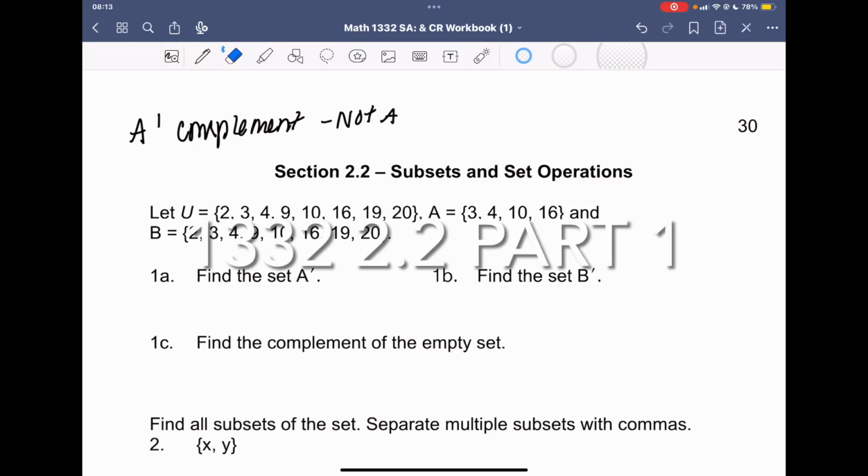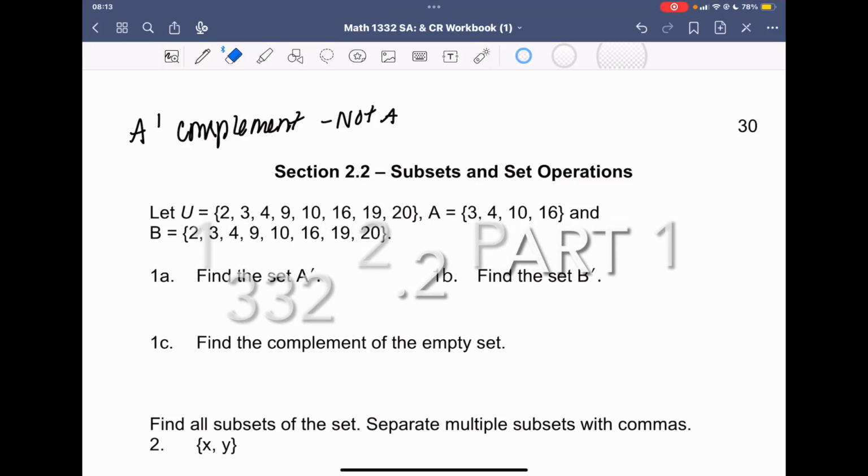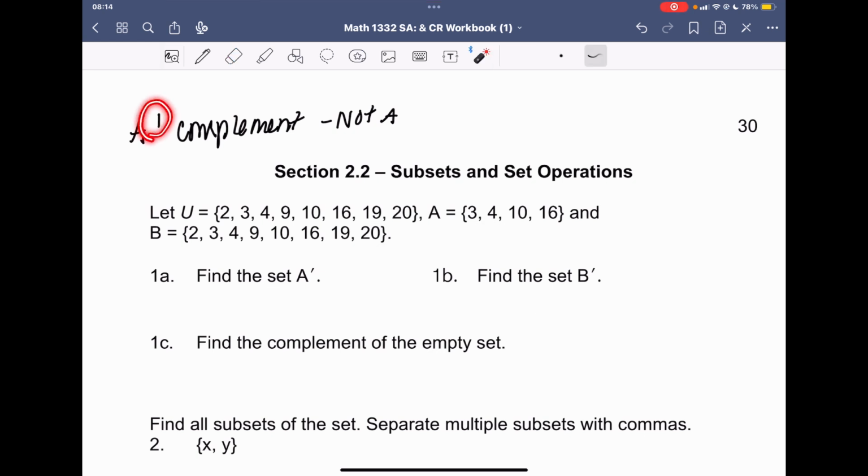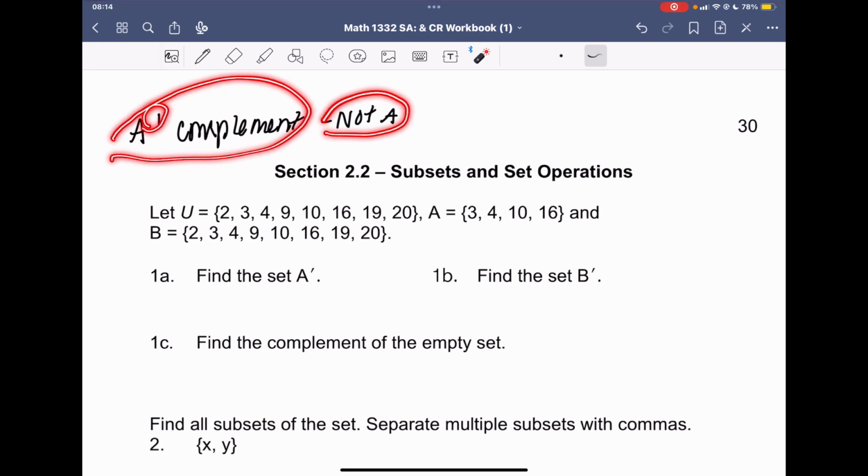So this is subset and set operations. First thing we're going to learn is we call this A prime or A complement. It basically means not A. So whatever A is, if we have A prime, or A complement, whatever A contains, we're going to do the opposite.